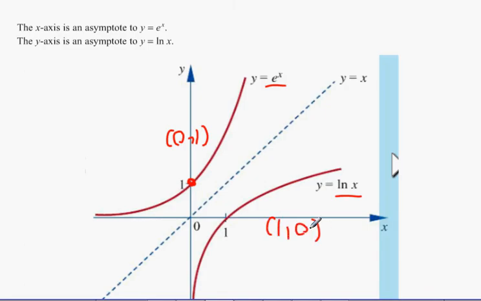1, 0. So you can see that you're exchanging the y values for the x values in both graphs, okay? And there you go. Now, asymptotes. This is what Kim was asking me the other day.